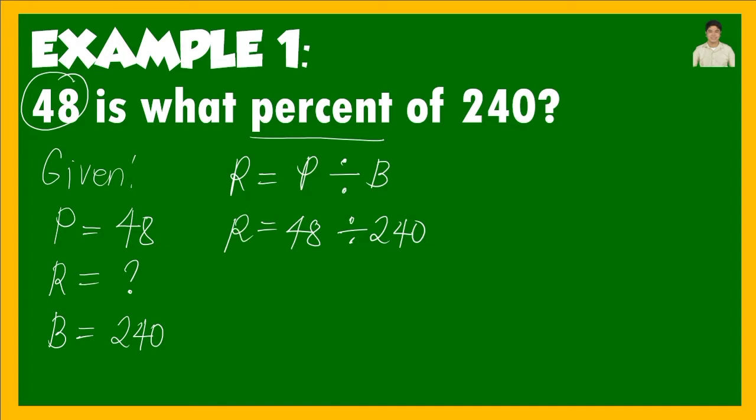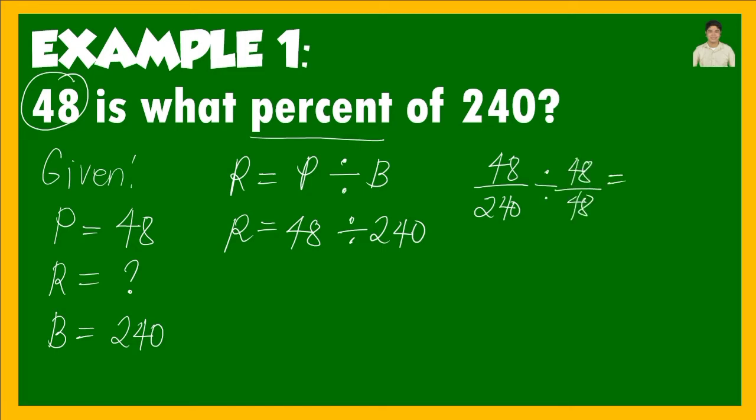So pwede rin natin yung gawing fraction. So magiging 48 over 240. Pwede natin siyang paliitin bago natin siya i-divide. So, just simply think of the greatest common factors of the two numbers. So, kapag nilist down natin yung mga factors ng dalawang number na yan, 48 and 240, the GCF is 48. So, we will divide both numerator and denominator by 48.